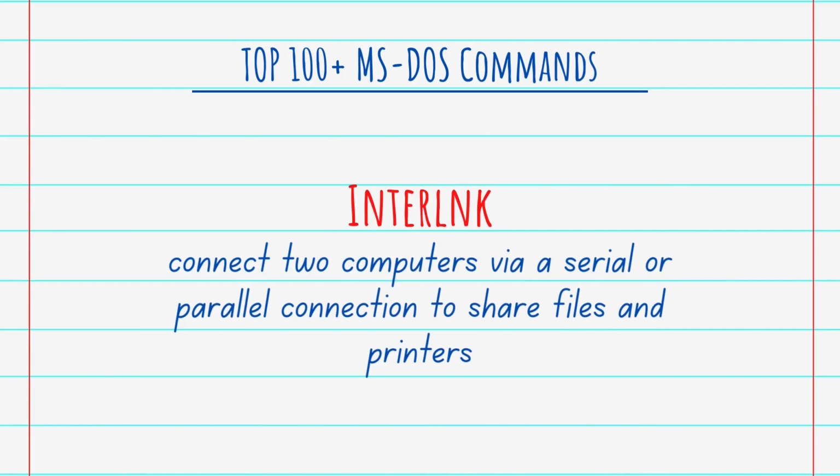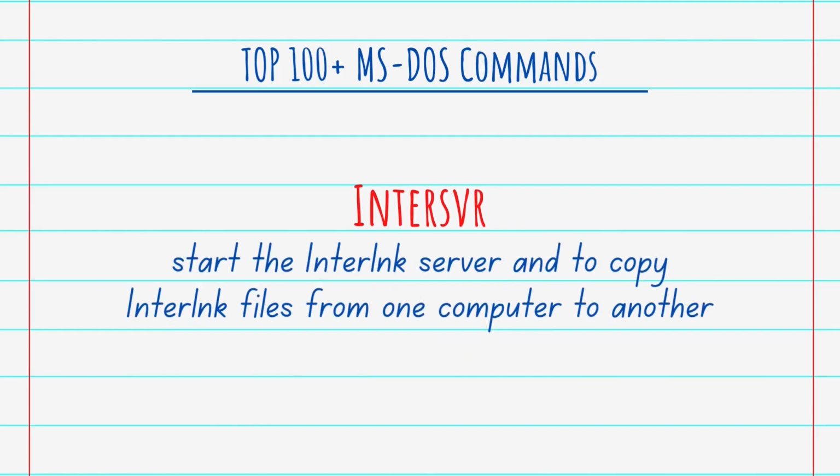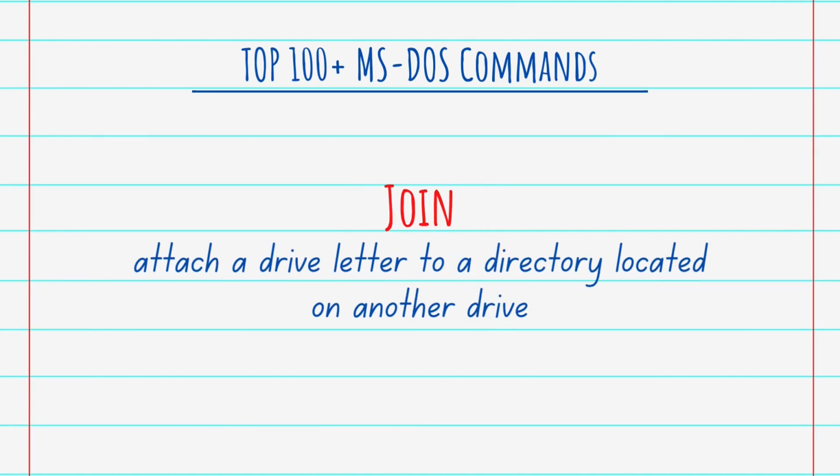Next is the interlnk. The interlnk command is used to connect two computers via serial or parallel connection to share files and printers. Then next is the intersvr. The intersvr command is used to start the Interlnk server and to copy Interlnk files from one computer to another. Next is the join. The join command is used to attach a drive letter to a directory located on another drive.